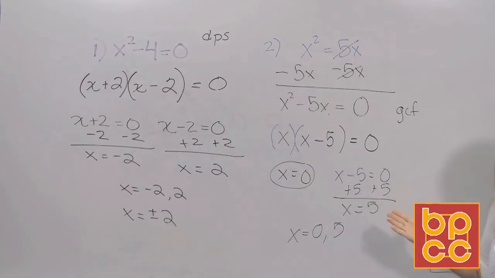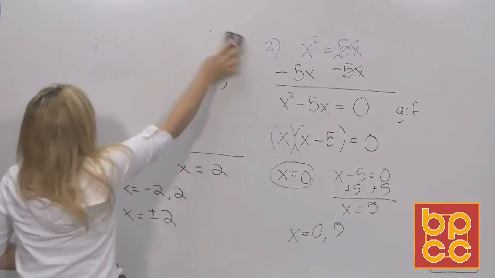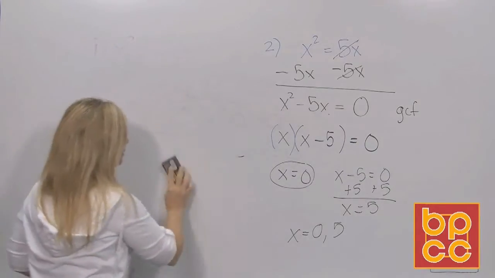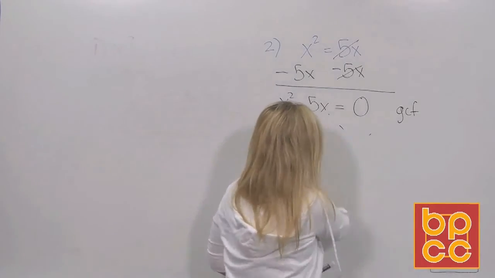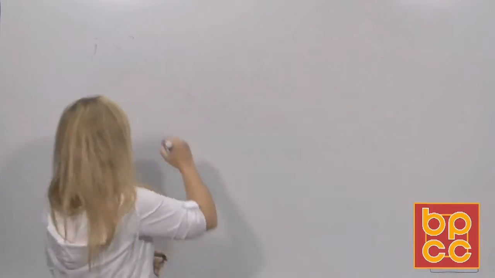Okay? Everybody's with me? Let's get a little bit more difficult. So we reviewed factoring doing difference of perfect squares. We reviewed factoring doing the GCF rule. So what rule would be next? Okay, let's look at example 3.